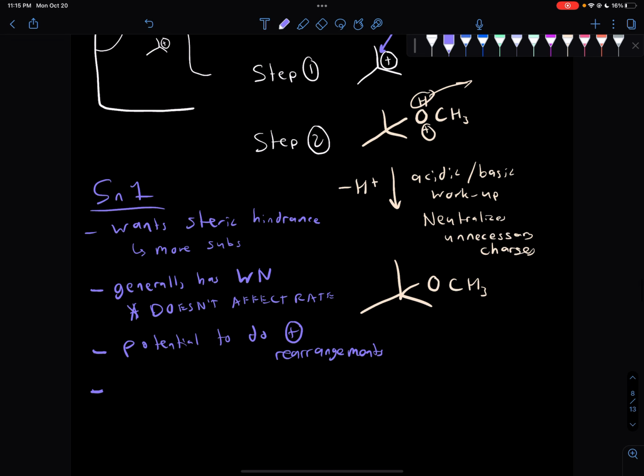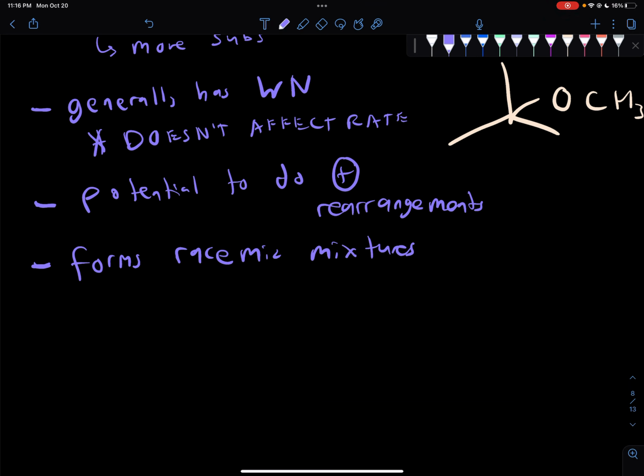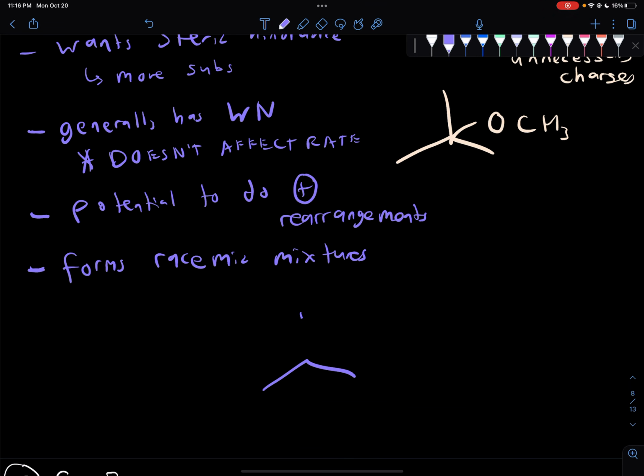And the last thing, it forms racemic mixtures, which, if we don't talk about SN2 yet, I can't explain, but I'll mention it and explain again when I get to the SN2 portion of this. But the best way to know if something's SN2 is just seeing both things that you have, right?